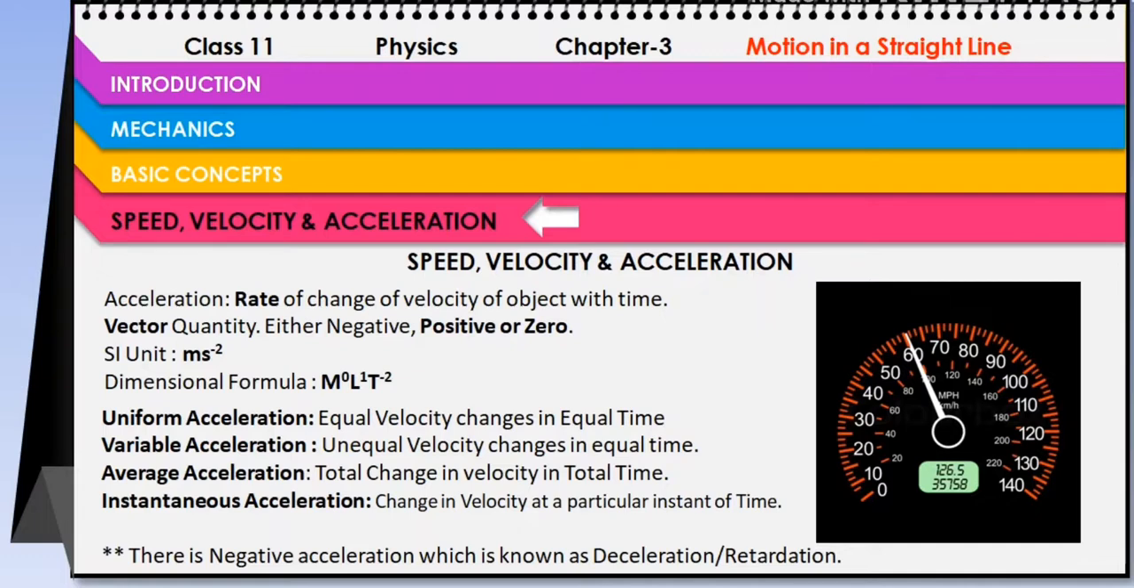Talking about the types of acceleration, uniform acceleration means equal change in velocity in equal time. Variable, that is non-uniform acceleration, means unequal change in velocity in equal time. Average acceleration: total change in velocity in total time. Instantaneous acceleration: change in velocity at a particular instant of time.